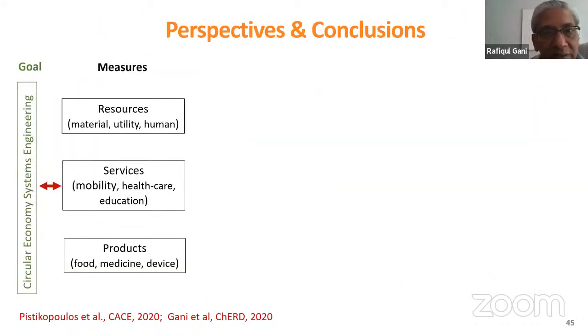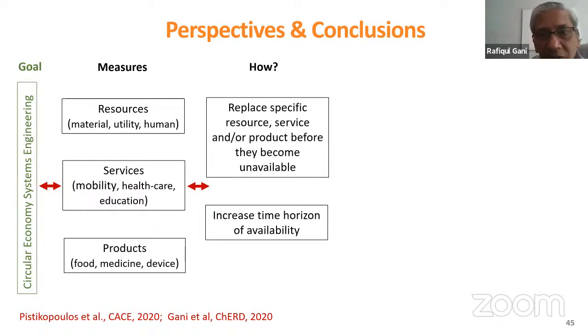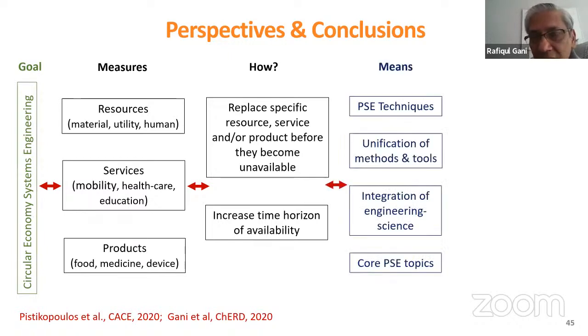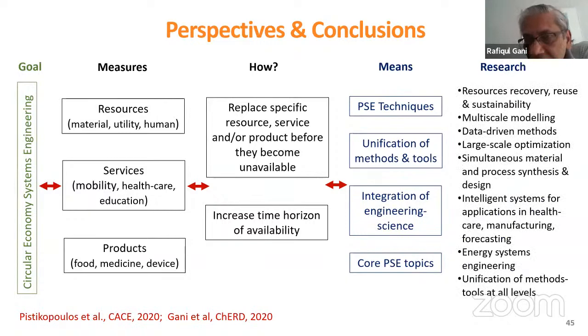Another one is that we want to achieve, let's say, sustainable development or circular economy. What are the measures in terms of resources, in terms of service, in terms of products? How can we replace the resource, replace a service, improve a service, increase the time horizon of availability, and so on. The means: PSE techniques, unification of methods and tools, integration of engineering and science, core PSE topics, fundamentals, and then the research that is needed.